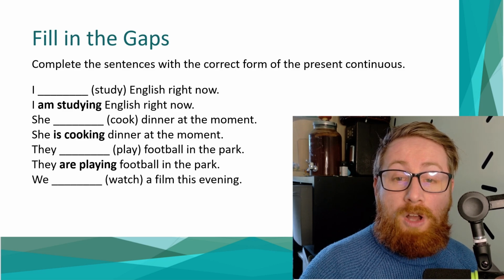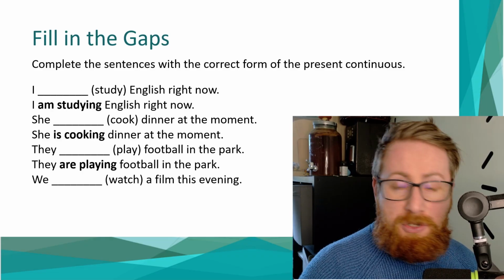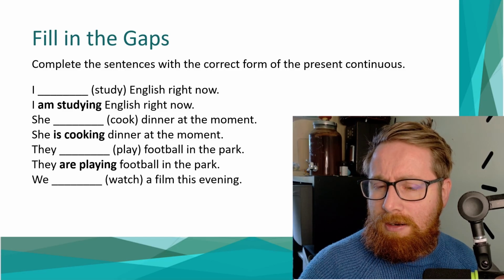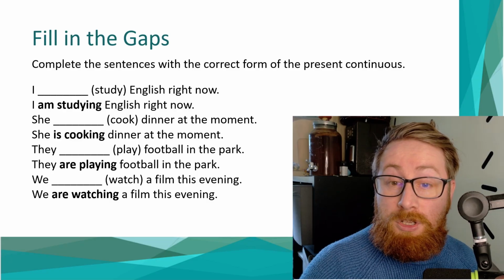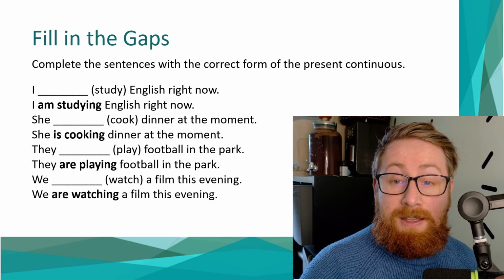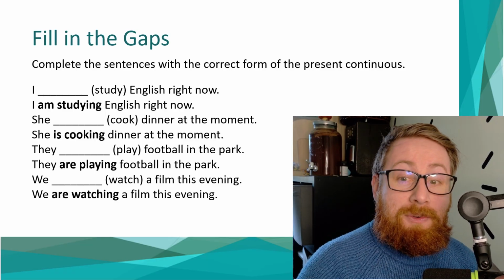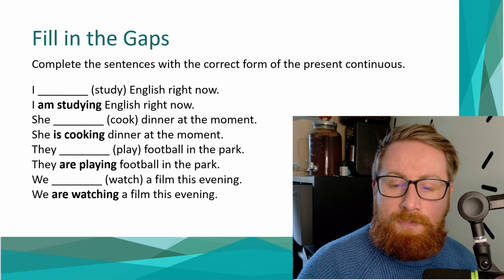We watch a film this evening. So with we would use what form of the verb to be? Are watching. We are watching a film this evening. Now, this evening can mean an arrangement, something that is planned. We often use this in the present continuous for plans just like this.